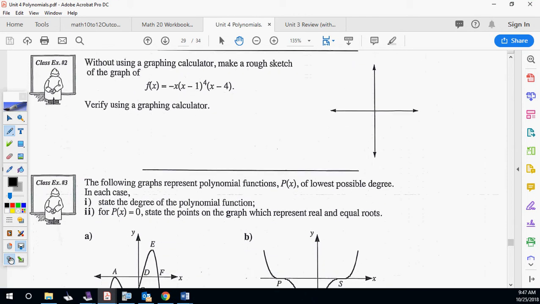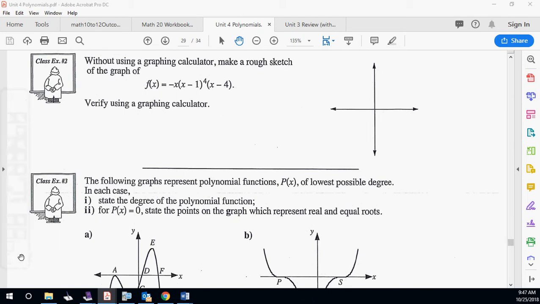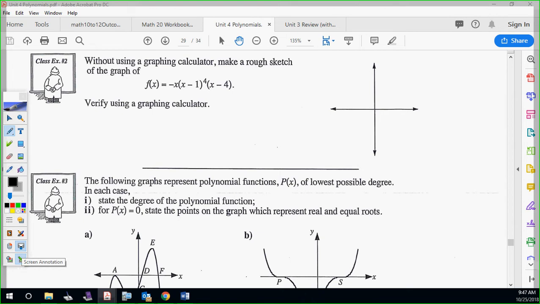Okay, so let's look at this one. Without using a graphing calculator, make a rough sketch of this graph. One thing to point out: we have 1, 2, 3 zeros, right? Not 2. So right now we'll just make a dot at 0, make a dot at 1, and 2, 3, 4. So we know it's going to go through those spots. It's negative, so it's going to be falling, like a parabola. If it's negative, it's coming from this way.